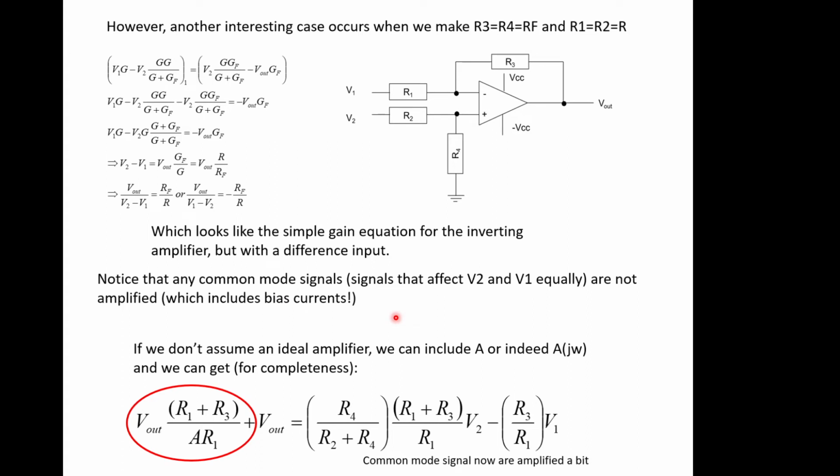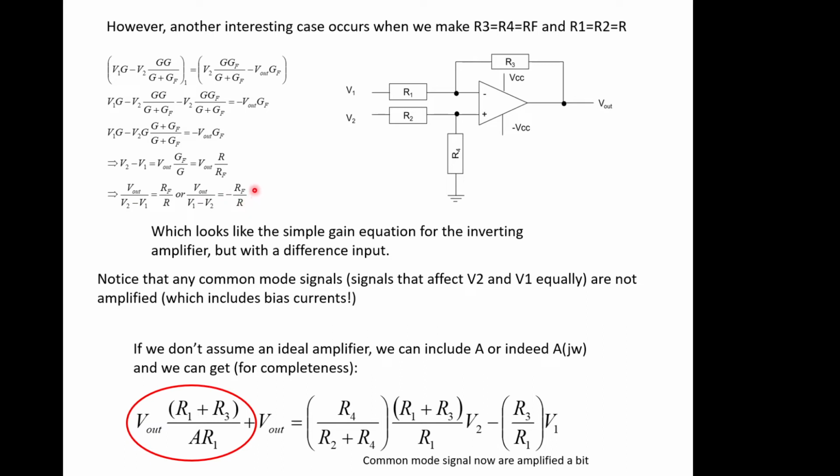There's another interesting case. If you make R3 equal to R4 and just call it RF, and then R1 equals R2 and just call that R, and call it what you like really. If you then do that analysis, and I've done it in terms of G, where G is 1 over R, just to make it easy to write things, conductance rather than resistance, and fiddle that through, you end up with the final answer V out over the difference voltage is equal to minus RF over R.